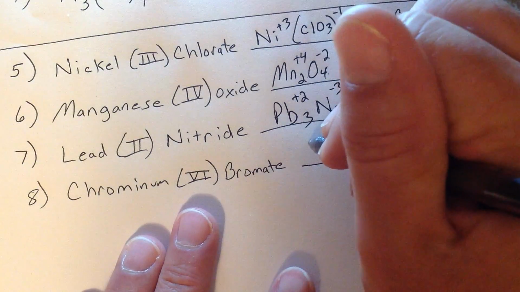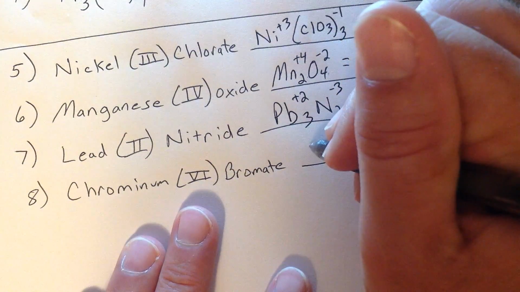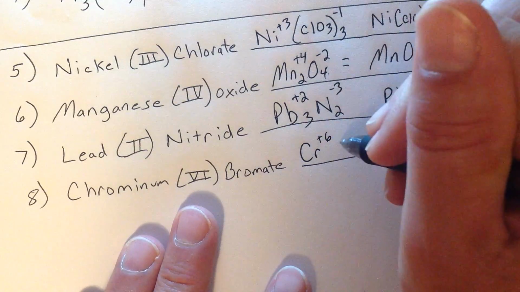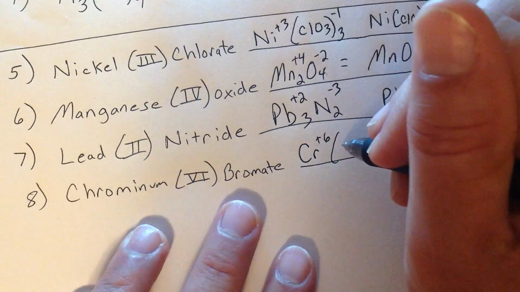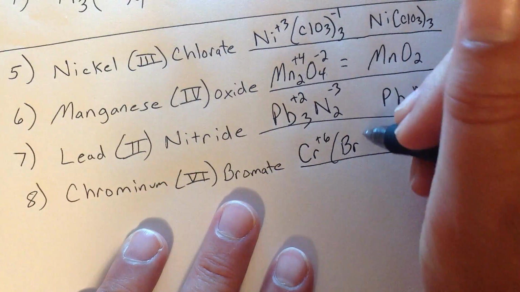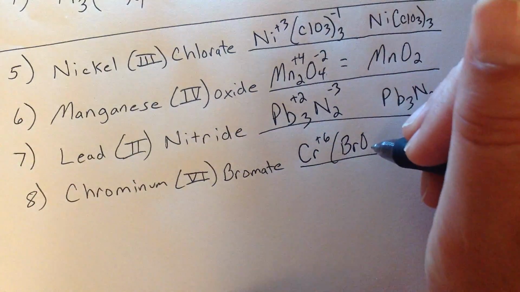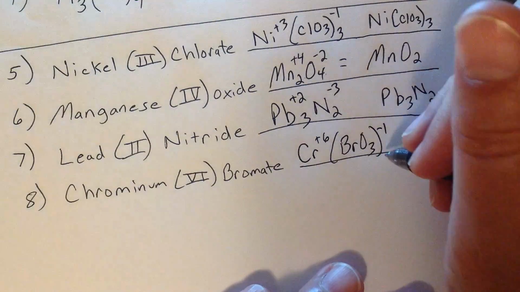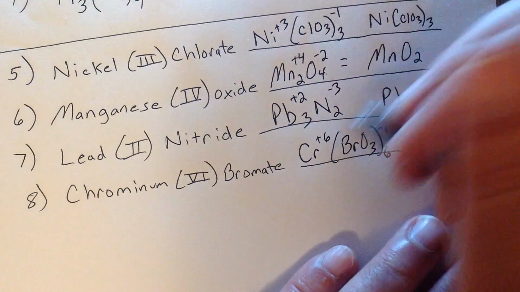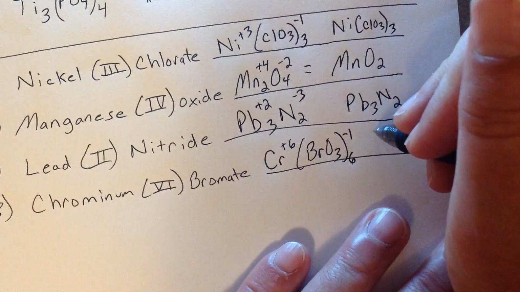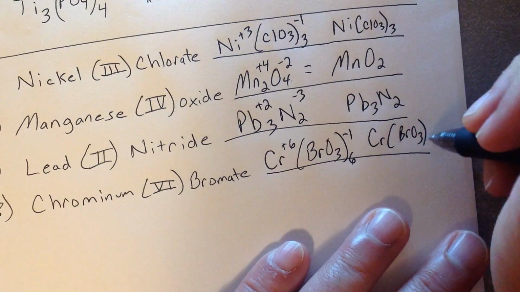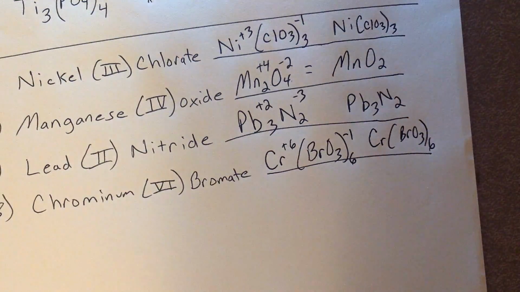Last one here. Chromium 6. Wow. They go all the way up to, I think we have one at 7. So we go chromium with a +6. Bromate ends in ate, so polyatomic, BrO3 with a -1. Again, cross your charges. Don't have to bring the 1 down. So here we go, Cr parentheses BrO3 6.